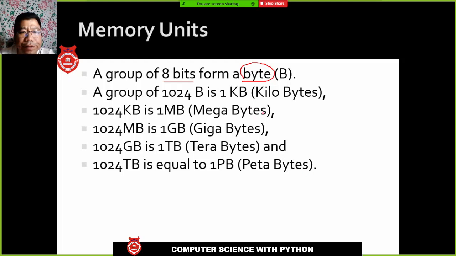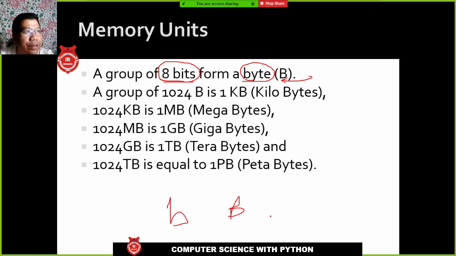So memory units. The smallest memory is known as bit. Bit is the full form of binary digit. When you say binary digit, it is 0 and 1. All right, 8 bits form 1 byte. Byte is usually represented by a capital letter B, and bit is usually represented using a small letter b. So when you see capital B and small b, it's different.